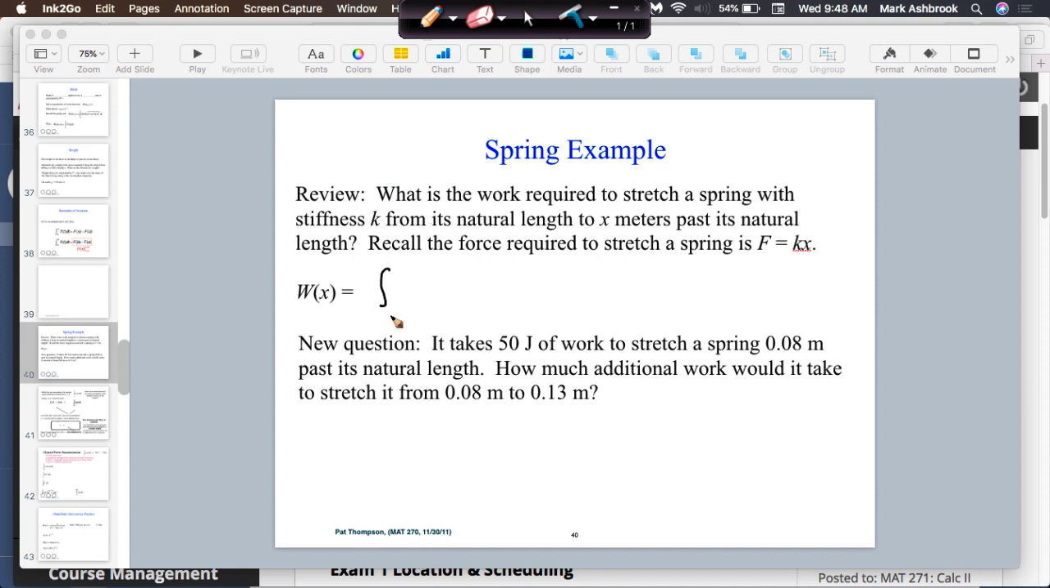from? And then we want what? The rate of change of work. What's the rate of change of work? Force, right? The rate of change of work is force. So what's the force? The force required to hold the spring at a displacement of x is kx, right? So it'd be k times t, dt.